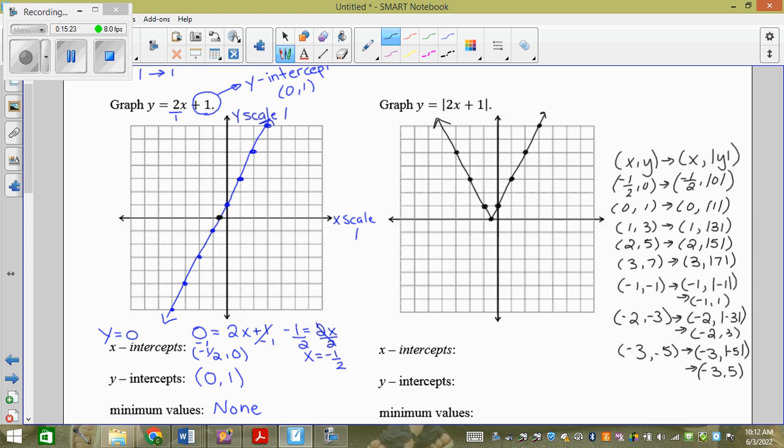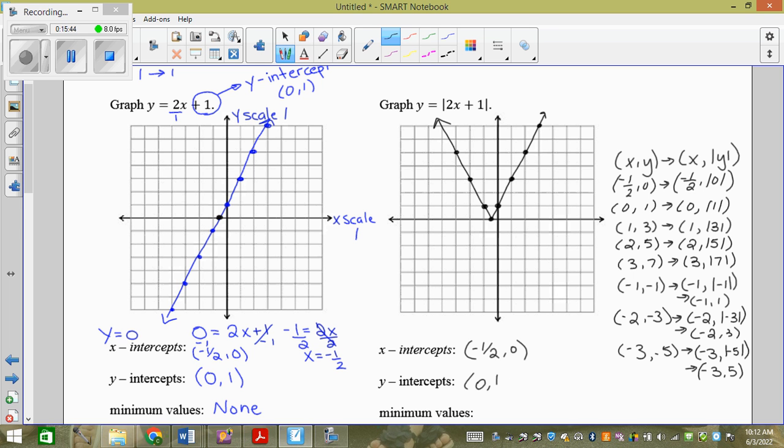So did my x-intercept change? No. So it's going to be negative 1/2, 0. My x-intercept is never going to change. Did my y-intercept change in this one? It's 0, 1. So it didn't change.